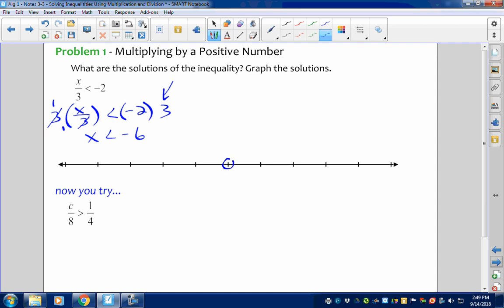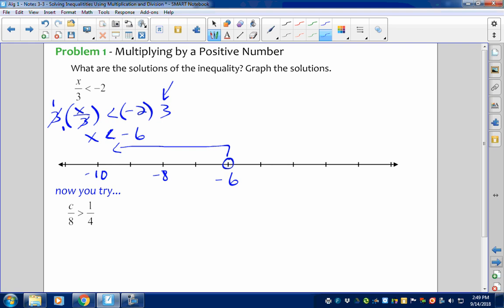Place an open circle here at -6, and we're going to go in the direction that the inequality is pointing there. Values less than -6 would be such as -7, -8, -10. If you have the variable on the left, you can treat this almost like an arrow, pointing in the direction of the solution set. So anything below -6 will work in that inequality.